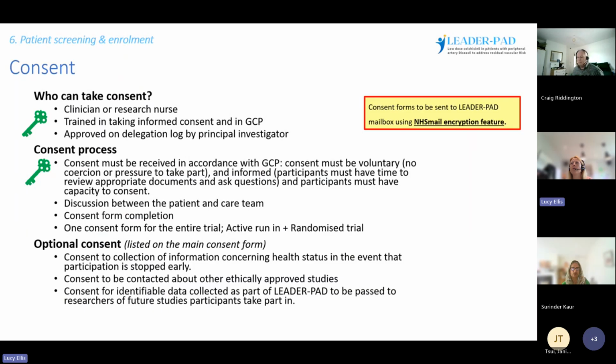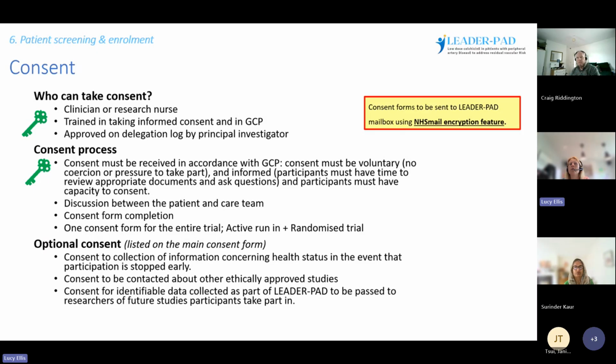In terms of consent, in LeaderPad, it can be a clinician, a research nurse, or anyone who's approved on the delegation log by the PI. Informed consent is obtained by revisiting the study information that's provided and making sure the participant understands the study, the risks, and what it involves. You assess that understanding by getting them to explain what they know about the study and what they understand, and answering any additional questions they may have.